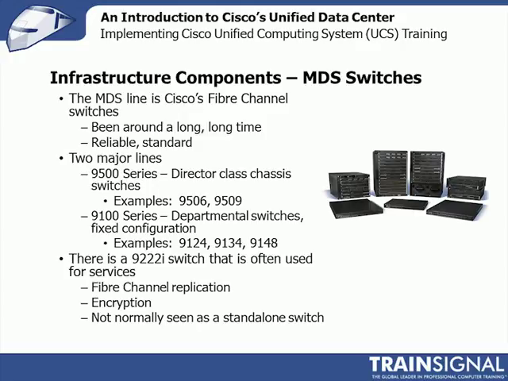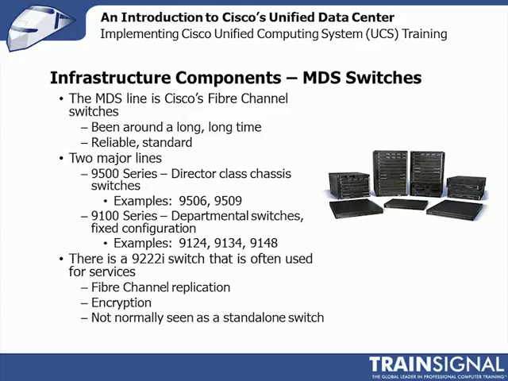I just want you to understand that there's two lines of the MDS series. There's the 9500 line. That's what we call director class. Those are those big chassis switches sitting in the middle on the right. 9506, 9509. Then we have the 9100 series, what's called the departmental switches. These are really fixed configuration. There's the old 9124, kind of the old 9134, and the new 8 gig capable 9148. But those are departmental switches, fixed configuration. The 9500 series are chassis based, what we call director class.